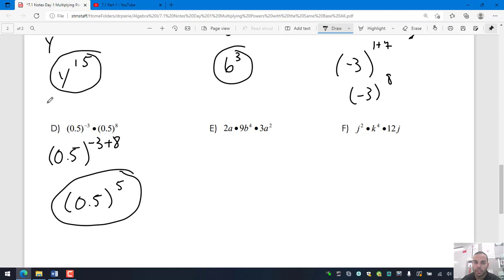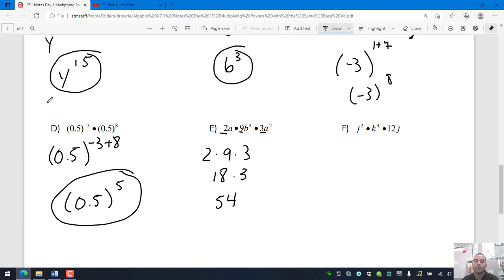Okay, the first thing I'm going to do is try to combine my numbers. And the numbers are just 2 times 9 times 3. Let's do what we can to multiply 2 times 9 times 3. Okay, so when we do that, we'll have 2 times 9, which is 18, and then 18 times 3 is equal to 54. Okay, so I've done my part in combining the numbers.